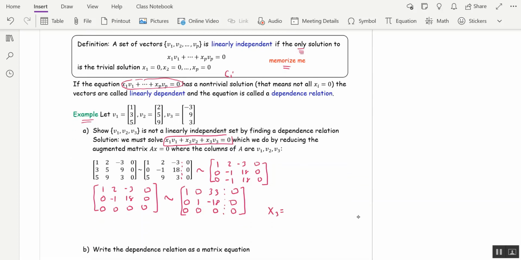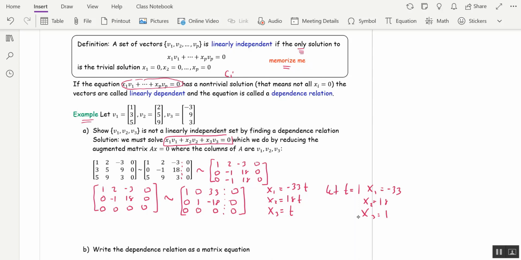x3 is free, that's t. x2 is 18t, and x1 is -33t. Now, that's infinitely many solutions to this equation. I just need one solution. So I'm going to let t equal 1, and then I get x3 is 1, x2 is 18, and x1 is -33.